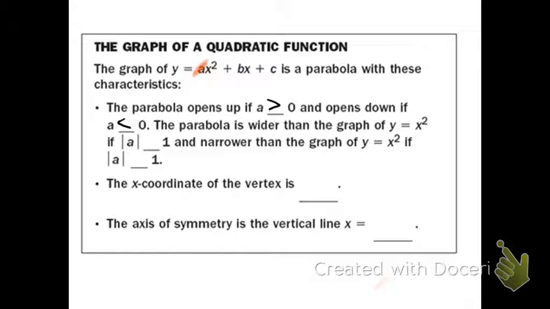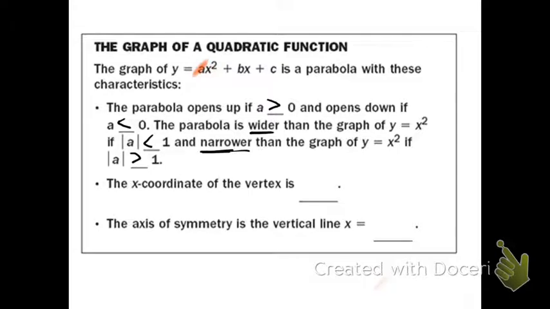If the a value is less than 1, so if it's a number between 0 and 1, it's going to be a narrower graph, and if the a value is greater than 1, it's going to be a narrow graph. So I don't know if I misspoke there. The parabola is going to be wider if the a value is less than 1. It's going to be narrower if it's greater than 1.